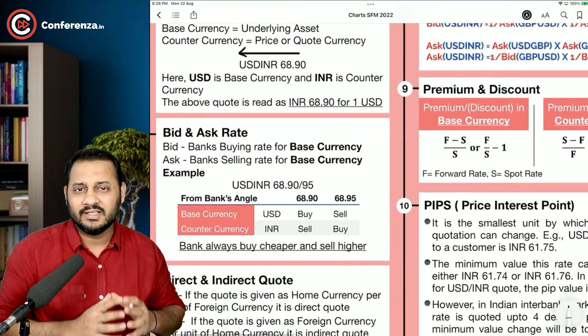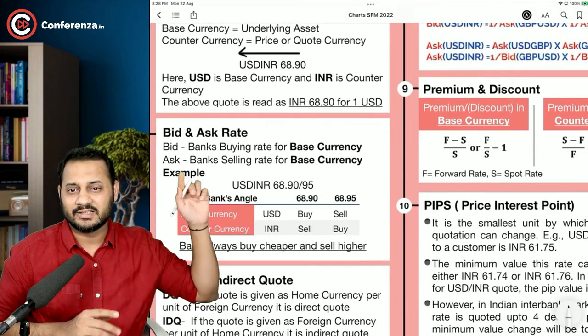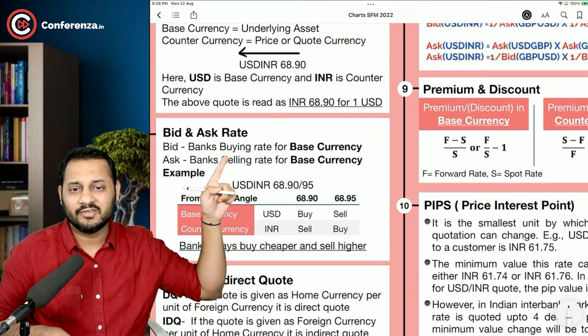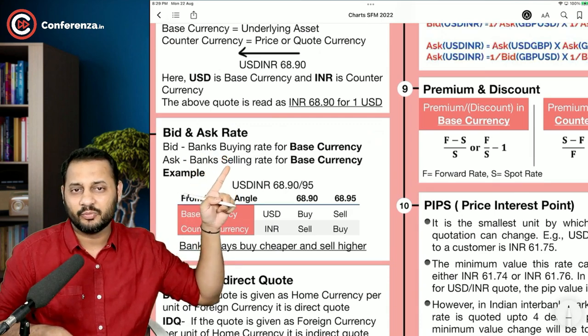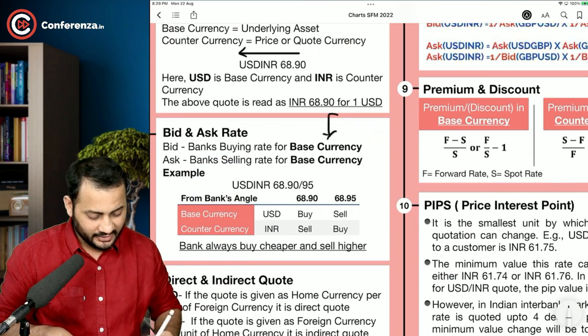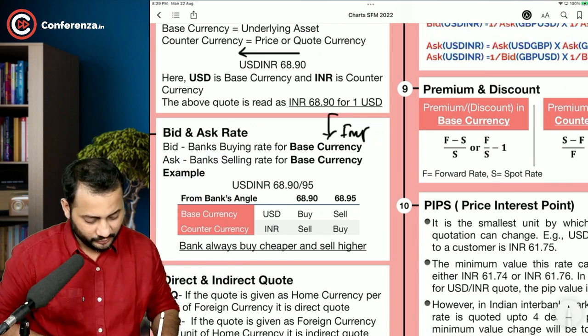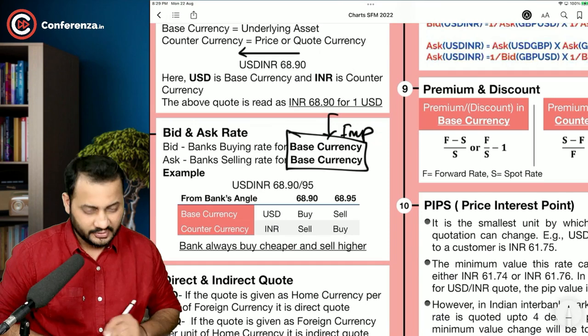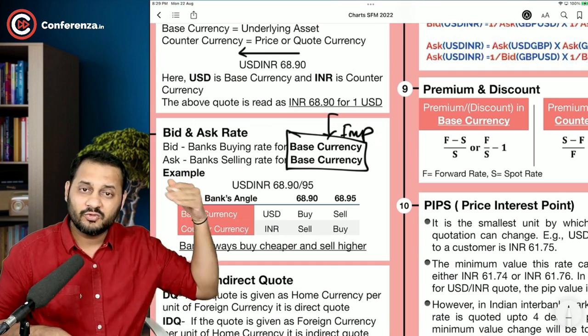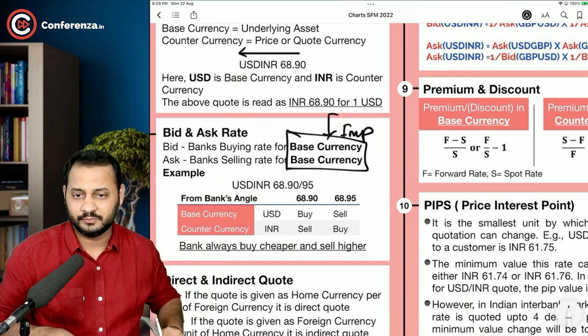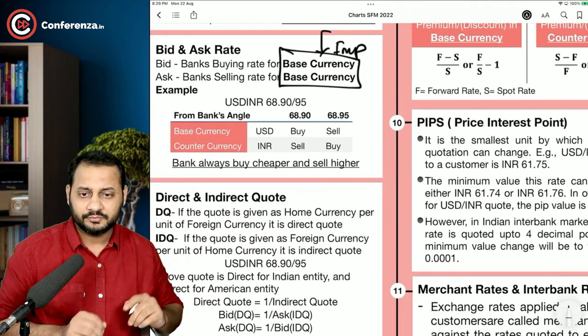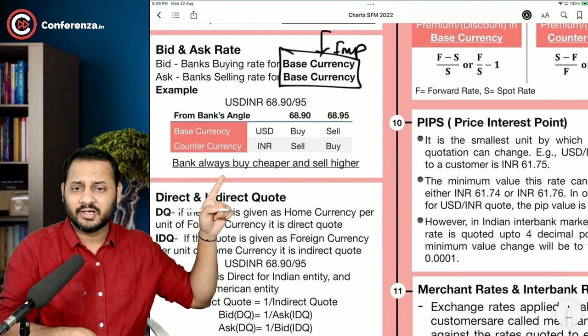Now, the second thing that we learned is the bid and the ask rate. Bid is the bank's buying rate for base currency and ask is the selling rate for base currency. A lot of students will make this mistake. So please make sure you put an important box here. That buying rate is for the base currency, not the other one. Okay. So this is it. Bank always buys cheaper and sells higher.